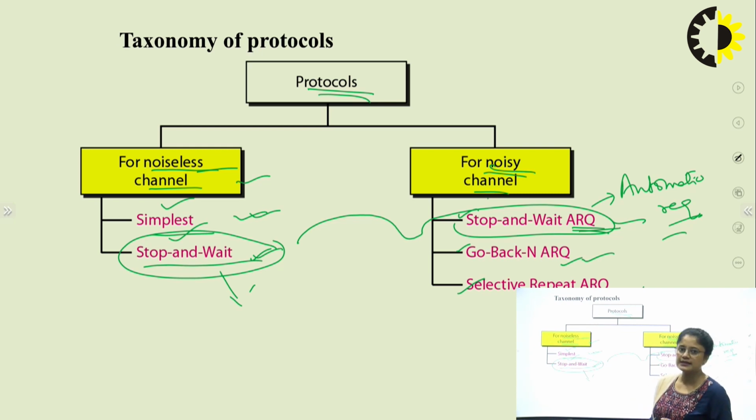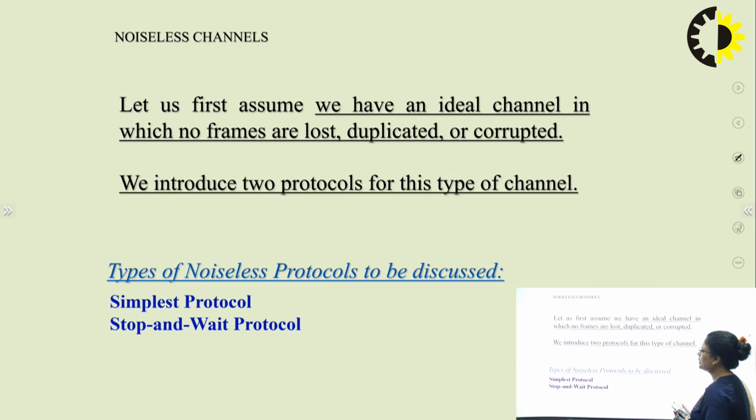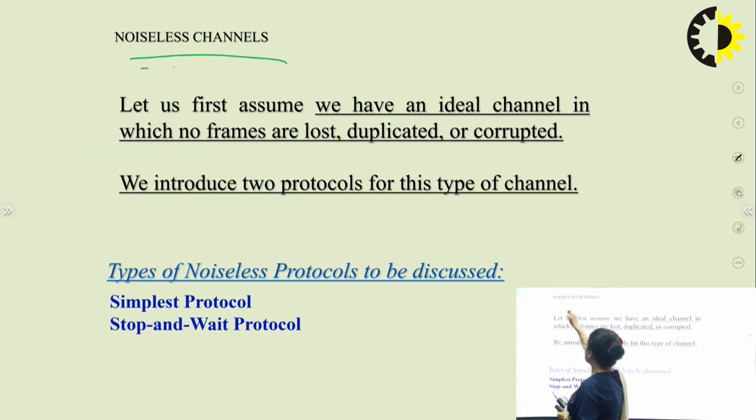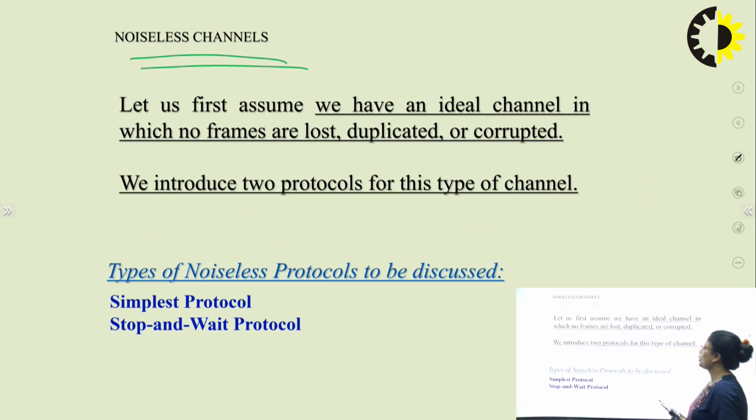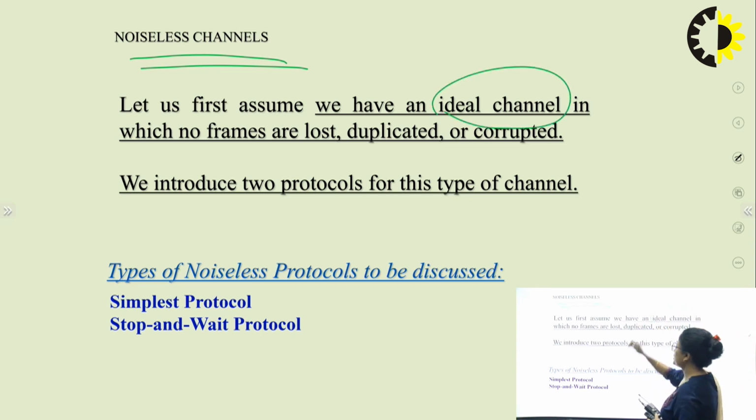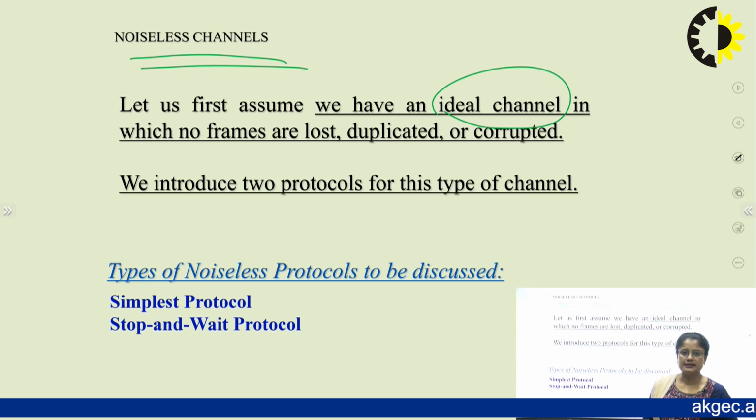Maybe in some of the slides or in some of the lectures, I'll take up a comparison between the other two protocols, go back N and selective repeat. So for now, we'll start with the first two, that is for the noiseless channel. In the case of the noiseless channel, we are assuming that we have an ideal channel which never actually exists, but we are still taking that example. Why so? Because we will be using it as a standard for comparing our protocols for the realistic world.